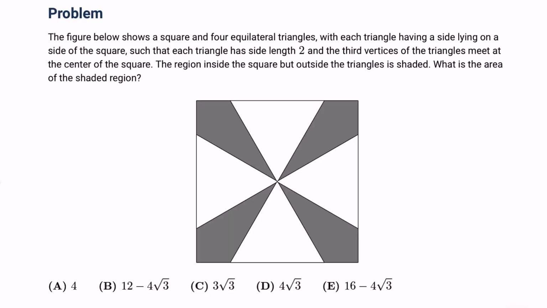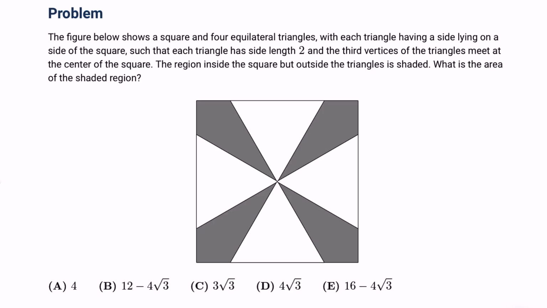The problem states the figure below shows a square and 4 equilateral triangles, with each triangle having a side lying on the side of the square, such that each triangle has side length 2 and the third vertices of the triangles meet at the center of the square. The region inside the square but outside the triangles is shaded. What is the area of the shaded region?